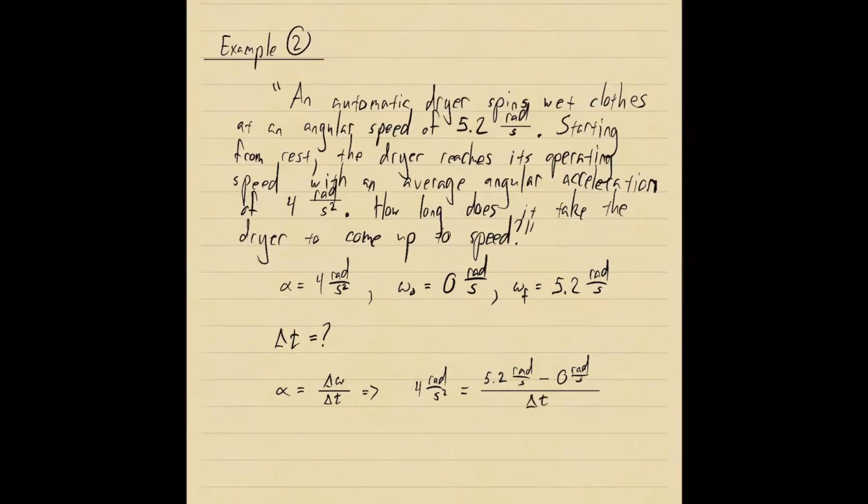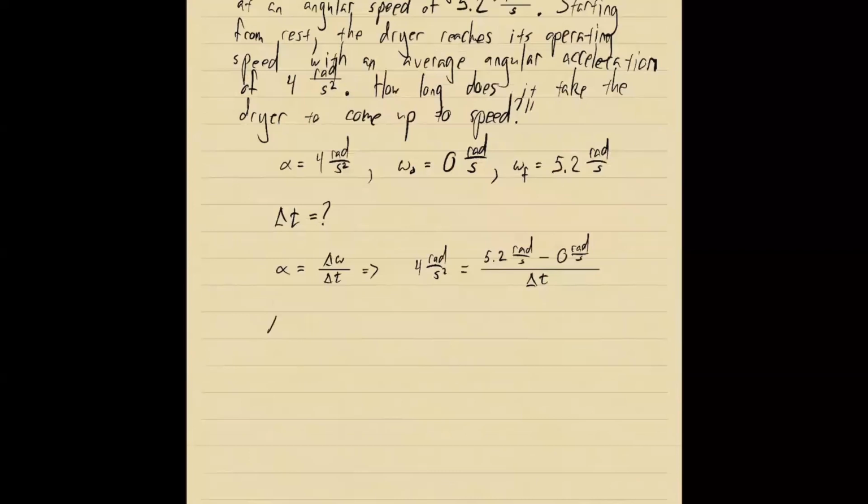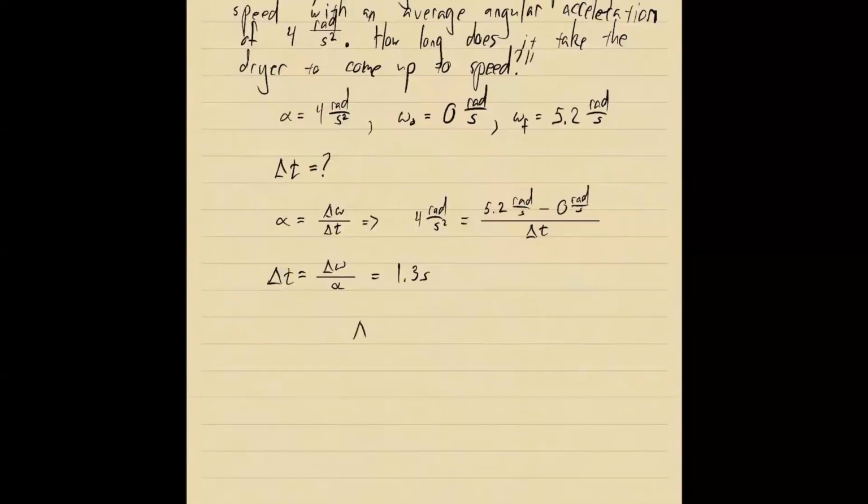If we multiply both sides by delta t and divide both sides by 4 radians per second squared, we get that delta t is just the change in our angular velocity divided by our average angular acceleration. Punching all that in gives us a time, delta t, of 1.3 seconds. So it takes 1.3 seconds for this automatic dryer to get up to its final operating speed.